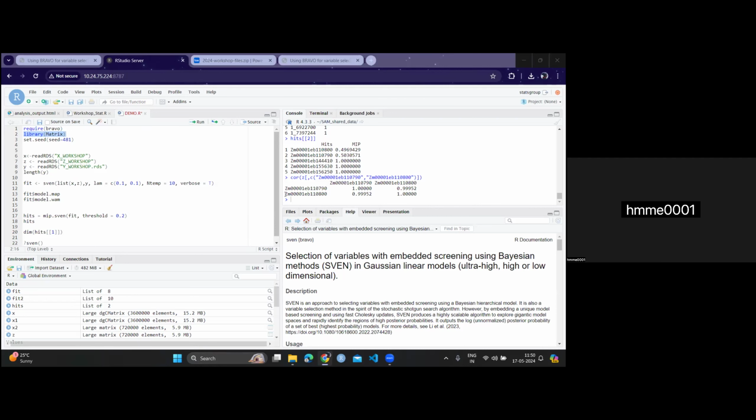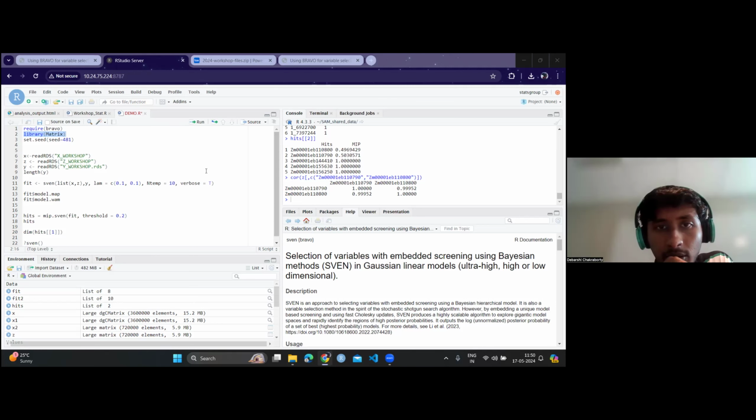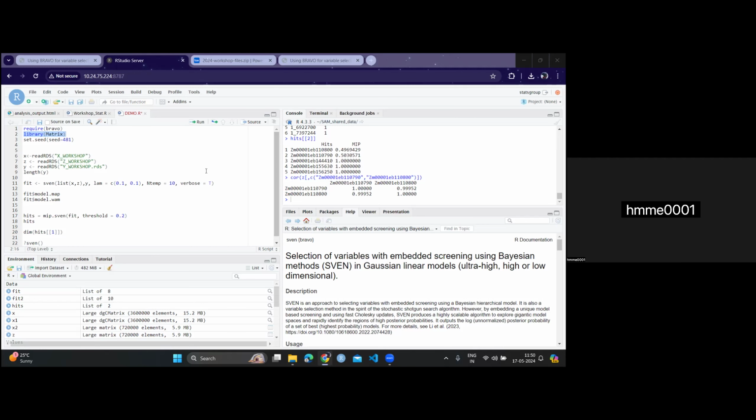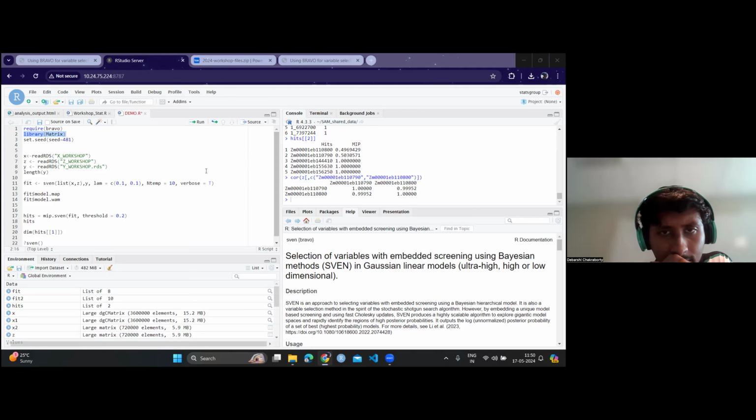Yes, I installed it, and I also called the library Matrix. But still the same error. You are getting the error in cross prod? Yeah. Okay, that shouldn't be the case though. Okay, I'll get back to your question.